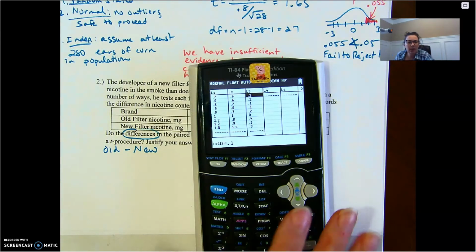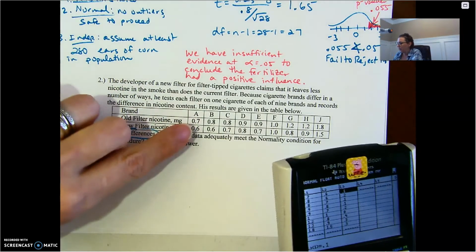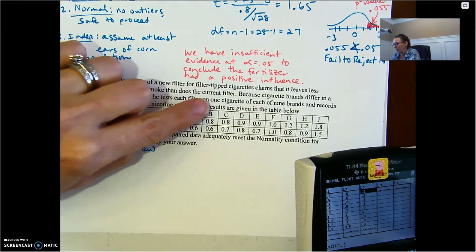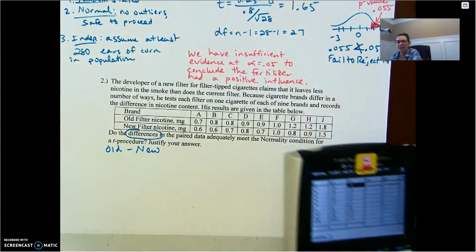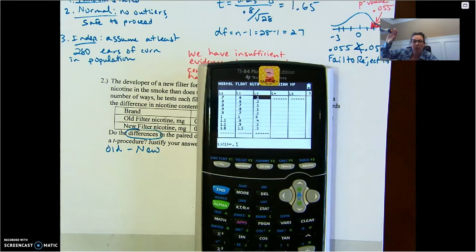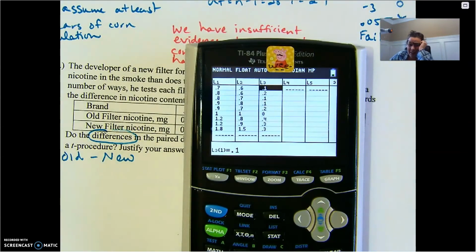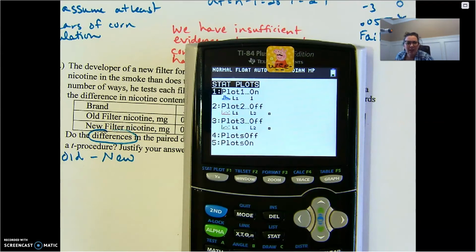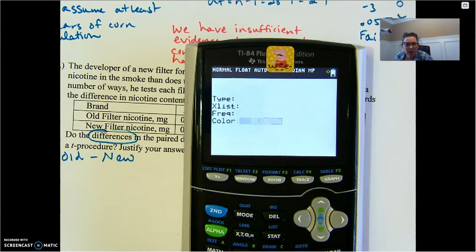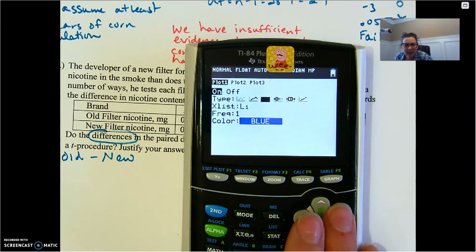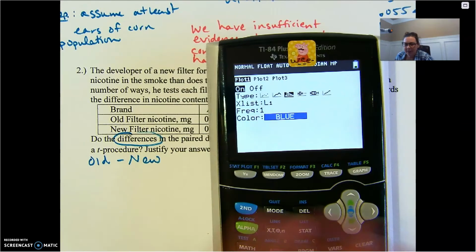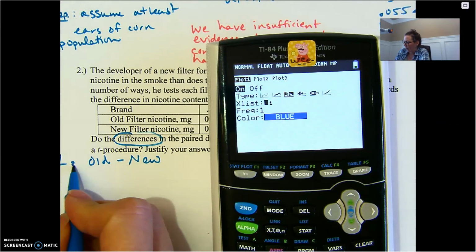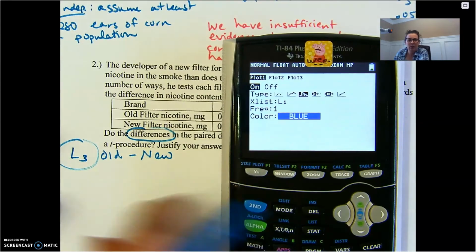There we go. All right, so to look for normality, we clearly don't have 30 samples. 1, 2, 3, 4, 5, 6, 7, 8, 9. We only have 9. So we have to look at a picture of our data here to see if it is following a symmetric shape. Make sure there's no outliers or gaps in our data. So I'm going to head to second Y equals to take a look at what's happening. So plot 1, it's a histogram that we want to do. The difference I put in list 3. So I want list 3 to be graphed here.